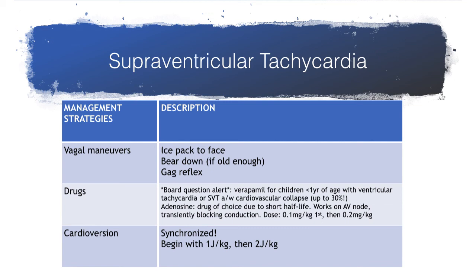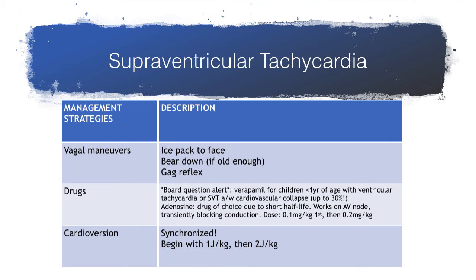If you are still in SVT despite administering adenosine, or you're in a situation where you don't have IV access or quick access to adenosine at your hospital, then you want to reach for your AED and perform synchronized cardioversion, typically at a range of 1 to 2 joules per kilo.